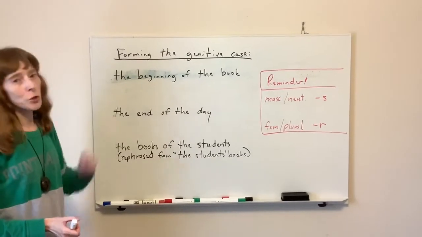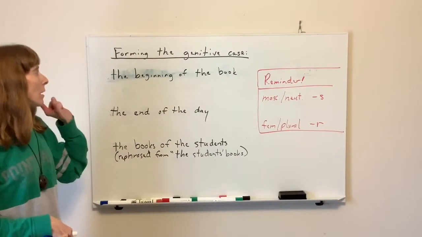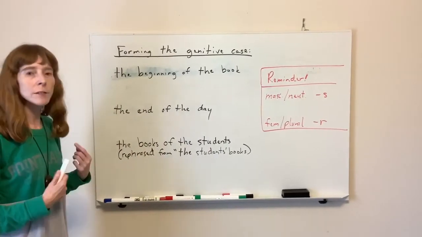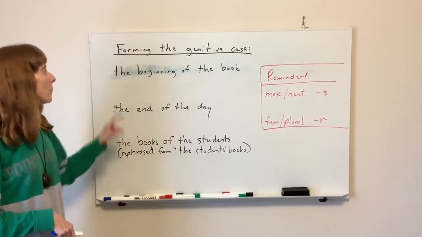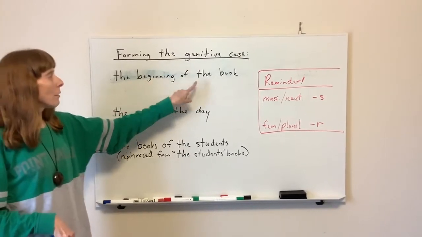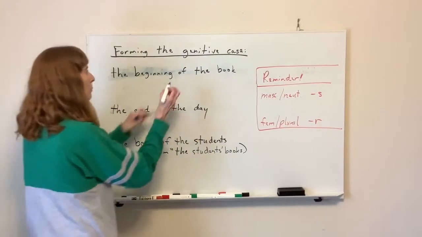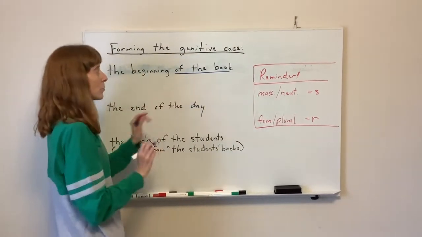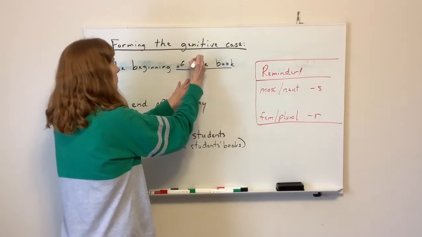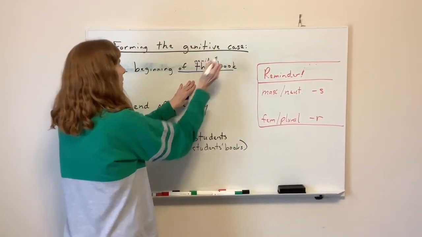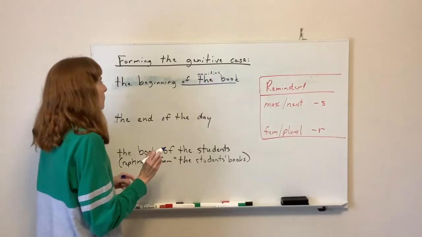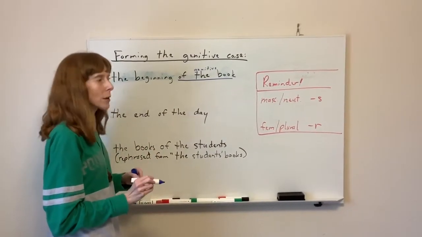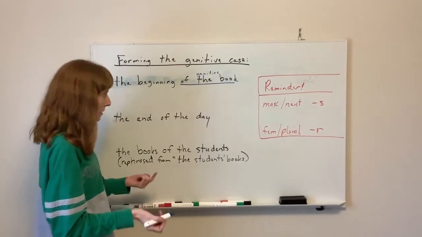So, I'm going to show you how to form the genitive case. I've got some examples here in English, and we're going to form genitive phrases out of them. The first one is the beginning of the book. So we immediately know that this part with "of the" is going to be in the genitive. So I'll mark that with genitive. That's possessive. I could have said the book's beginning, but we know that in German, unless we have a proper name, we can't put that S on there for possessive.